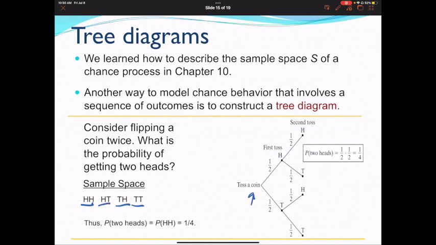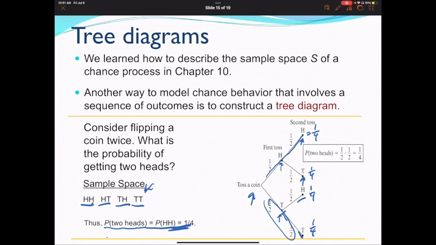So if I toss a coin, I can either get heads or tails, and then I toss it again, and I can either get heads or tails. So we multiply these probabilities. So the probability of two heads is 1/4. The probability of heads and tails is 1/4. Probability of tails and heads is 1/4, and the probability of tails times tails, we're multiplying these again, is 1/4. And we could see that from looking at our sample space, but sometimes making a tree diagram can really help us see our sample space. So the probability of two heads is 1/4.